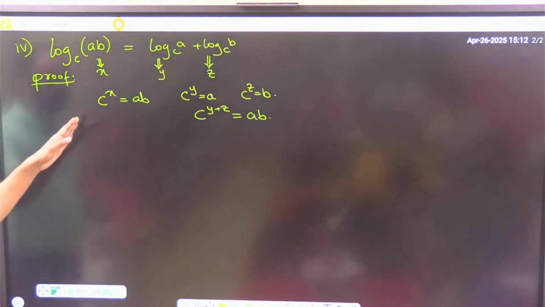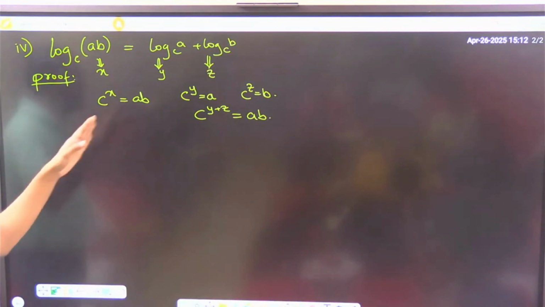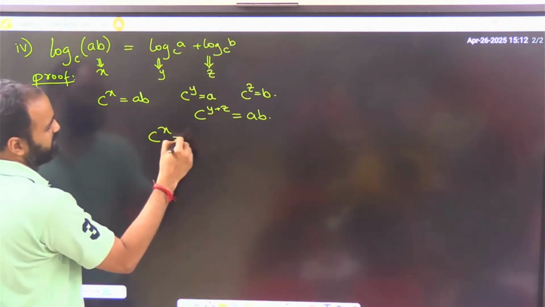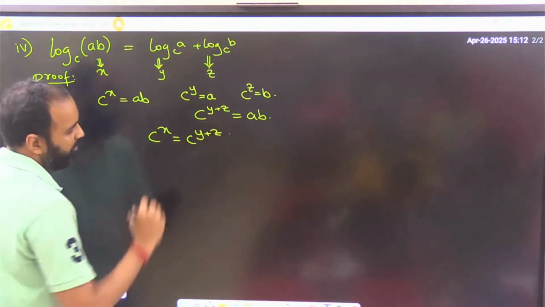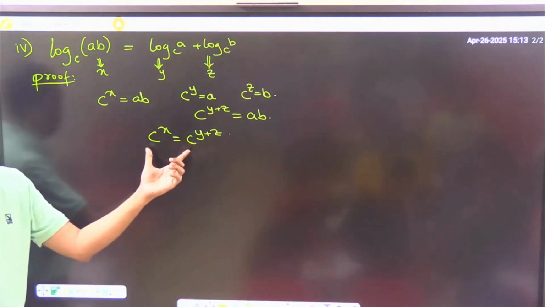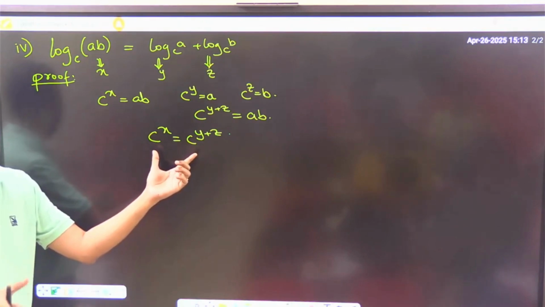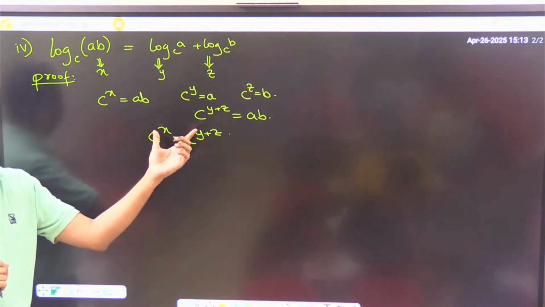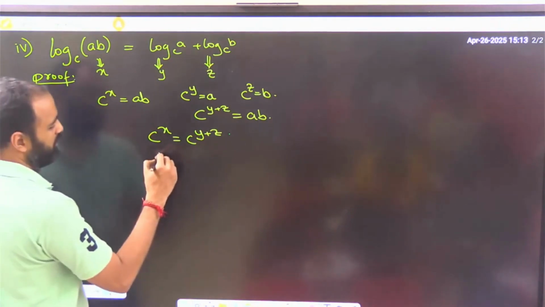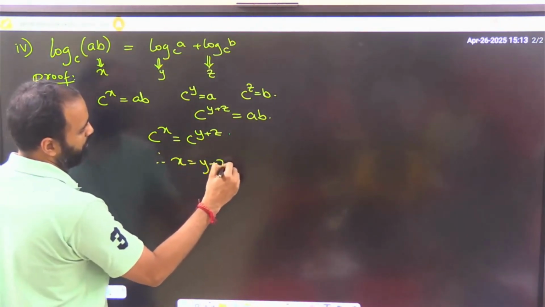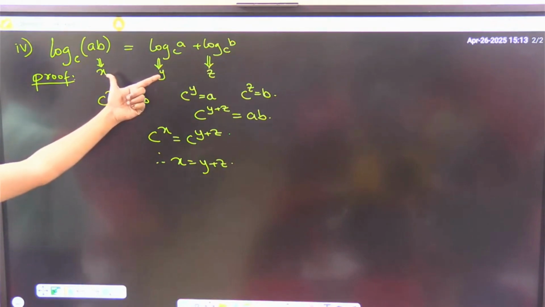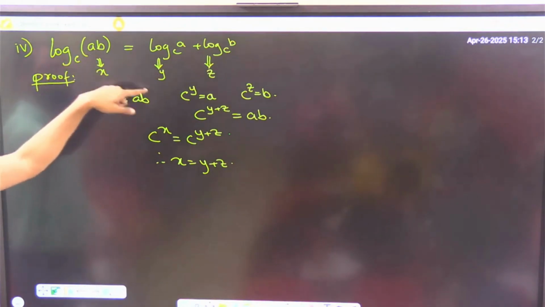But from the first equation, what do we have? AB is equal to c to the power x. So comparing the two, we get c power x is equal to c to the power y plus z. If the bases are the same, the powers must be equal as well. Therefore, x is equal to y plus z, which is basically what we have to prove.